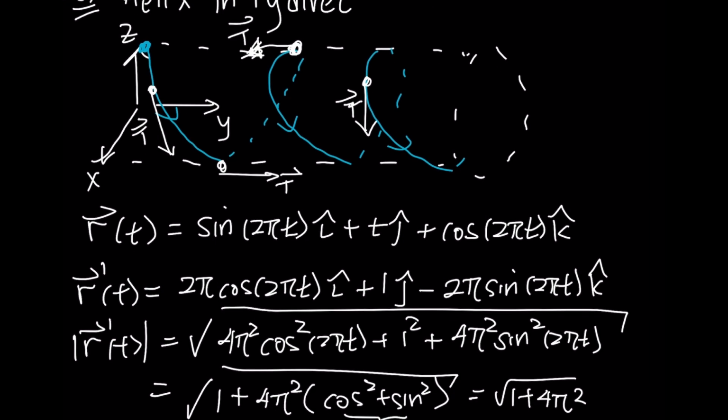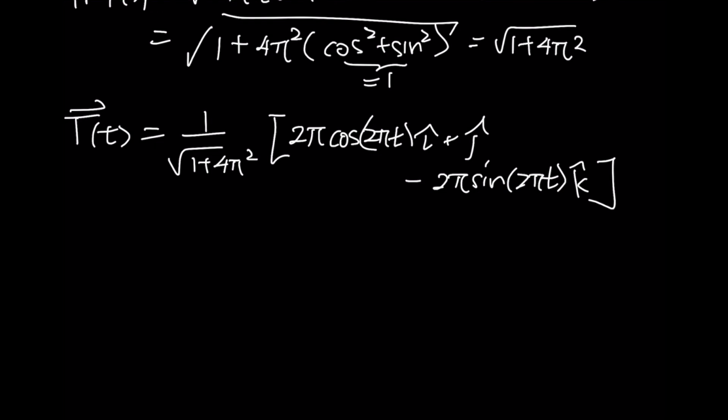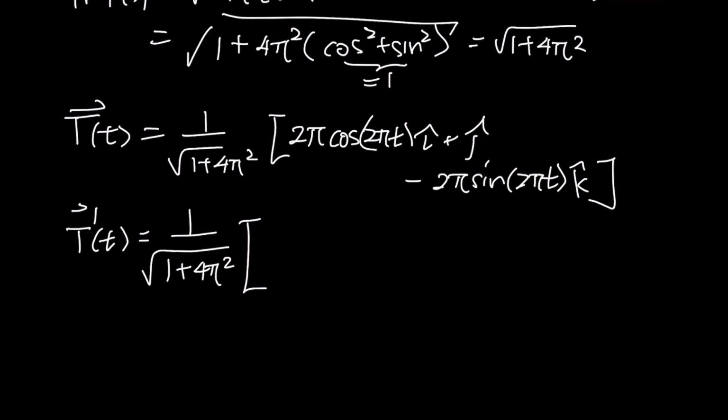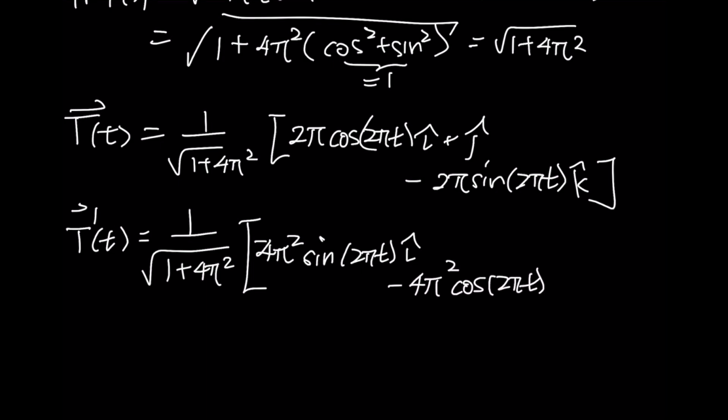To calculate the unit normal vector, I need the derivative of the unit tangent vector. So there's going to be a constant factor of 1 over the square root of 1 plus 4 pi squared here. I need to use the chain rule again. I will get a 4 pi squared with a negative sine of 2 pi t in the i direction. I will get no contribution from the j direction, and then I will get another negative 4 pi squared cos 2 pi t in the k direction. So there are only two components to this vector.